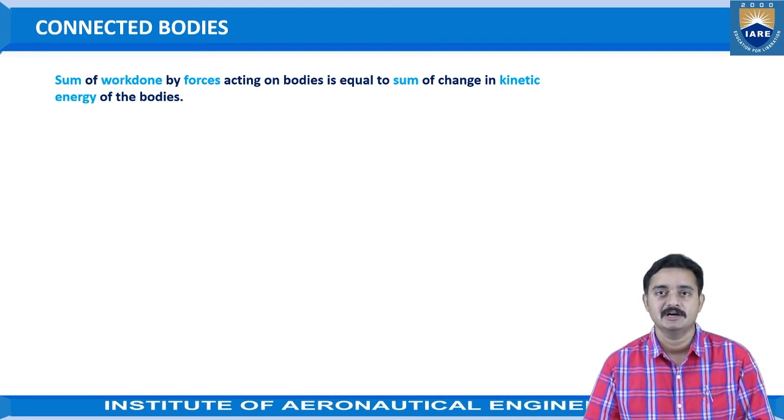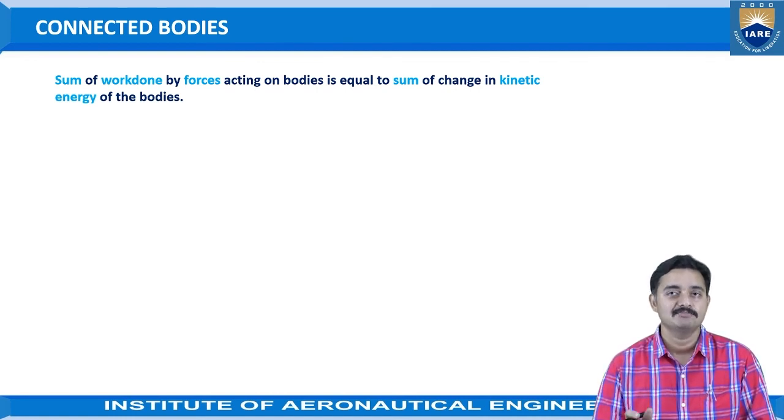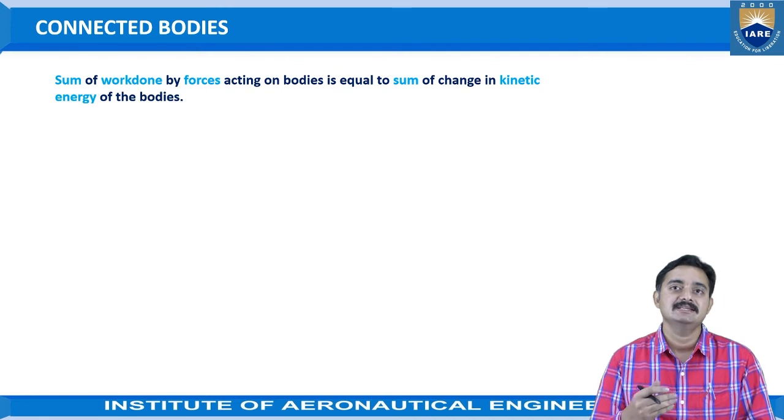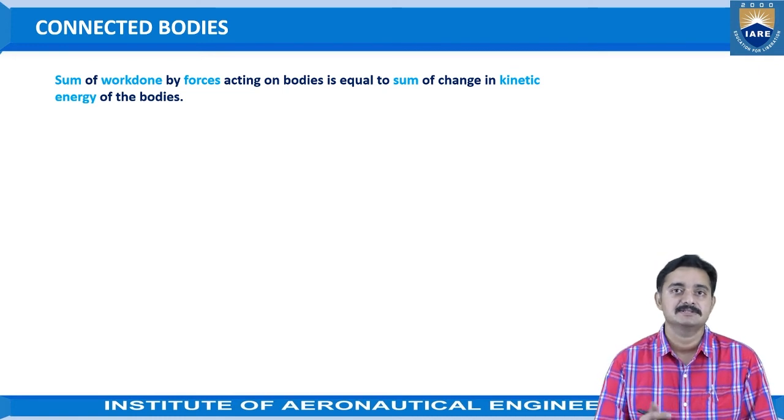That we are going to see now. In connected body systems, the sum of work done by forces acting on bodies is equal to the sum of change in kinetic energy of the bodies. That means we are going to consider the work energy equation of all the bodies in the system at a time.